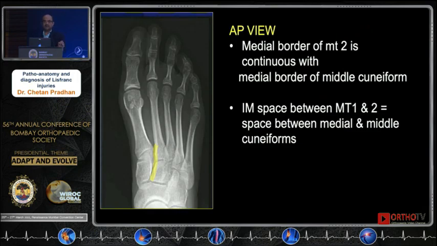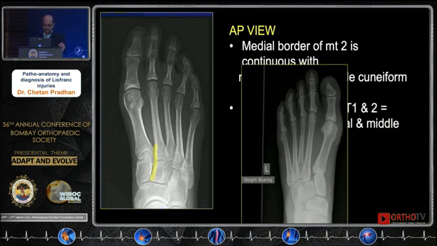Radiology: multiple radiological markers have been described. So all of you know, in the AP view, the medial border of the second metatarsal is continuous with the medial border of the middle cuneiform, and the intermetatarsal space, first and second, should be equal to the space between the medial and the middle cuneiform.